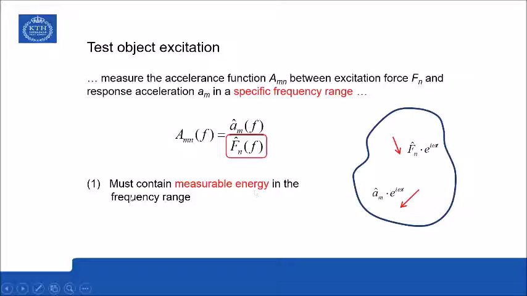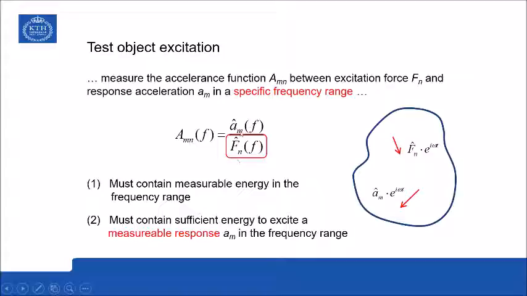Measurable energy in the frequency range for the excitation. And the same goes, of course, for the response. So that means that in principle the excitation must be large enough to excite a measurable response in the frequency range that we are interested in. So these are two basic requirements that we need to fulfill with our excitation.